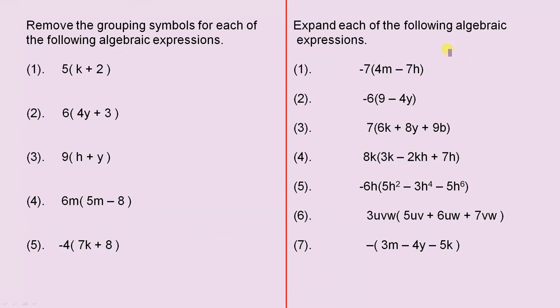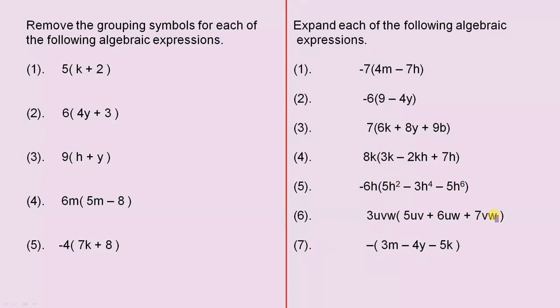In these examples here, we're using the word expand, and we saw in the lesson that when we use the word expand, that means exactly the same as removing the grouping symbols. It's exactly the same thing. So the minus 7 is multiplied by each of those two terms. Same with the minus 6. And over here is the same. 7 is multiplied by each of those three. Exactly the same for each of those.